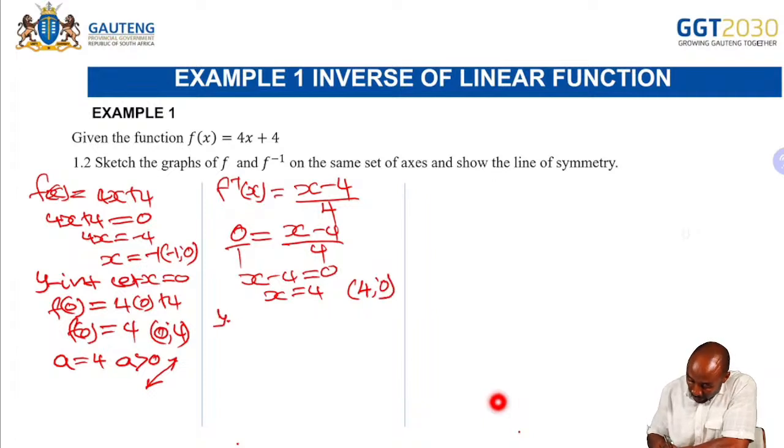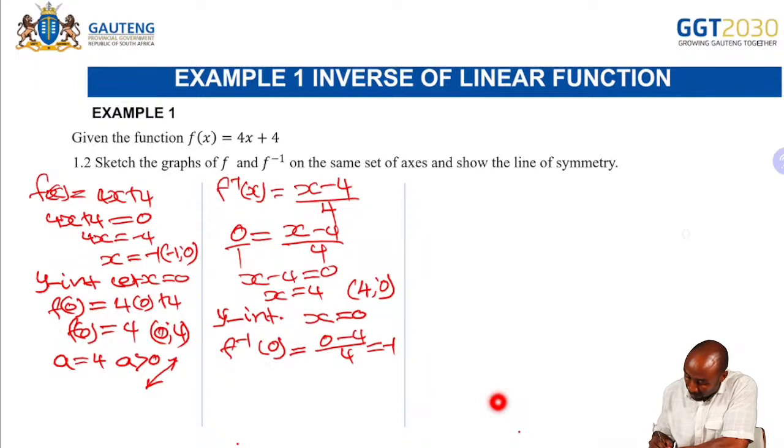To find our y-intercept, our x is equal to 0. So f inverse of 0, we are going to have (0 minus 4) over 4, giving us negative 1, which means our y-intercept is going to be 0 and negative 1.